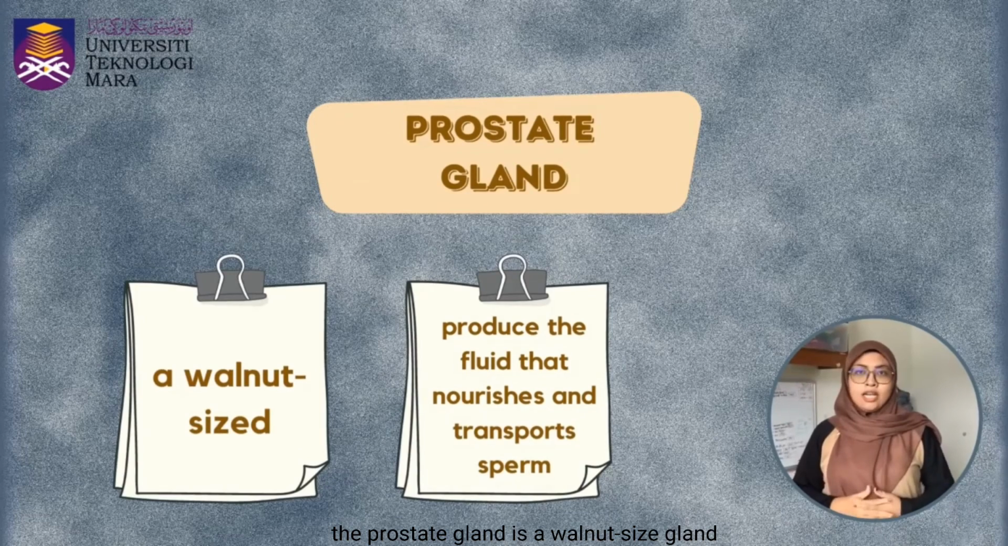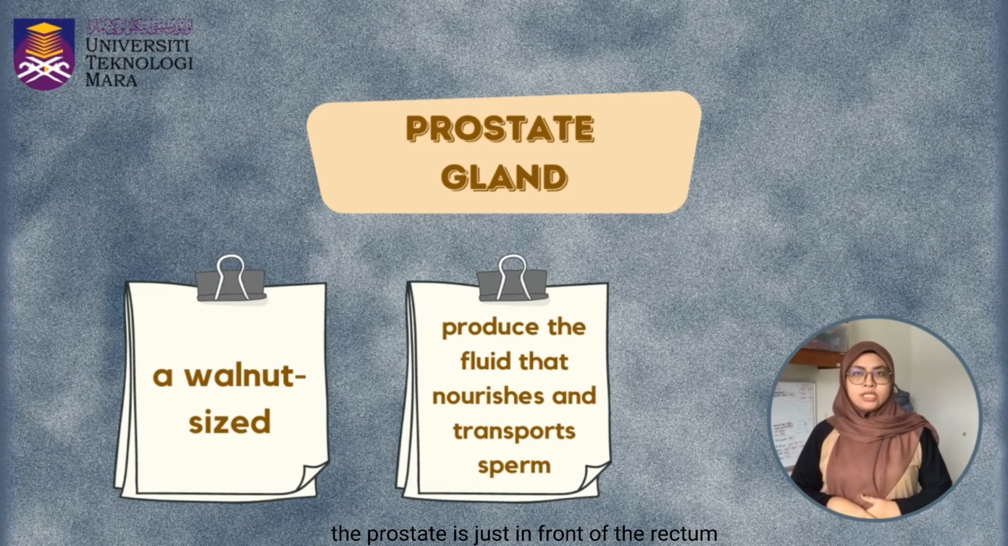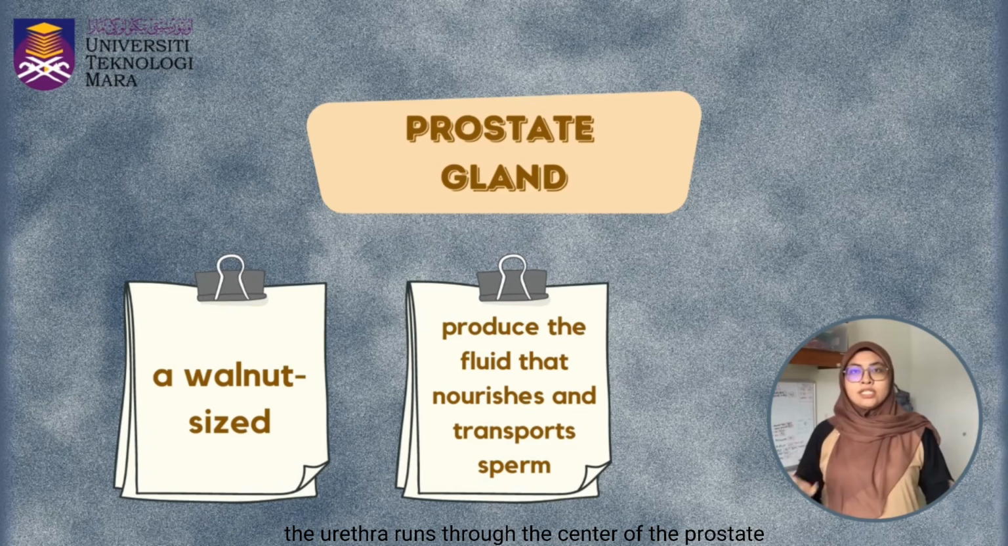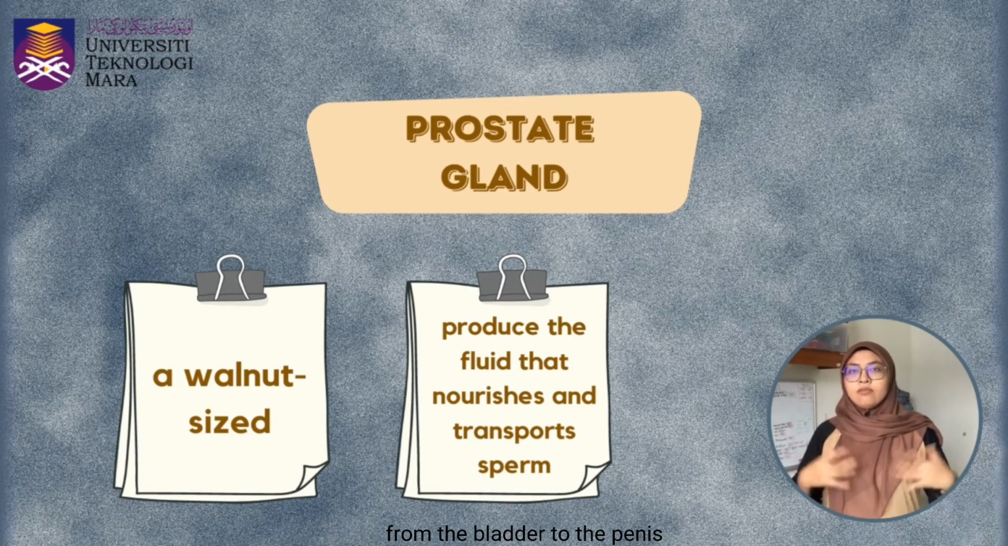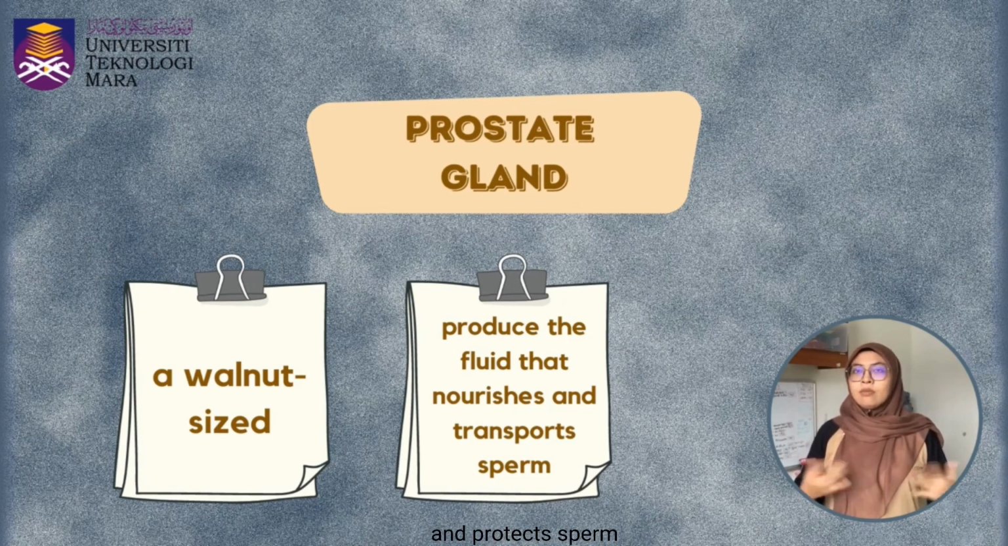The prostate gland is a walnut-sized gland located between the bladder and the penis. The prostate is just in front of the rectum. The urethra runs through the center of the prostate from the bladder to the penis, letting urine flow out of the body. The prostate secretes fluid that nourishes and protects sperm.